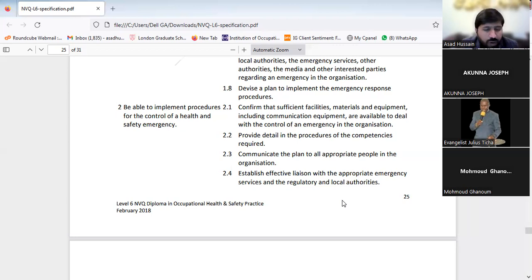Okay. Now moving forward to learning outcome 2, we have: be able to implement procedures for the control of a health and safety emergency. So it is asking about the implementation of procedures for the control of a health and safety emergency. In this learning outcome, what is required from you is how you have implemented the procedures for the control of health and safety emergency in your workplace.